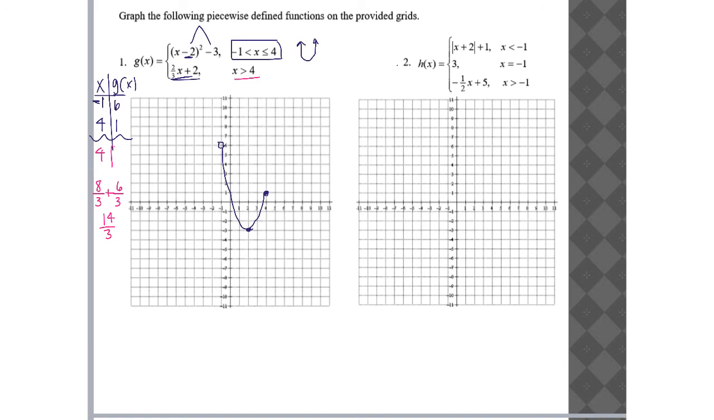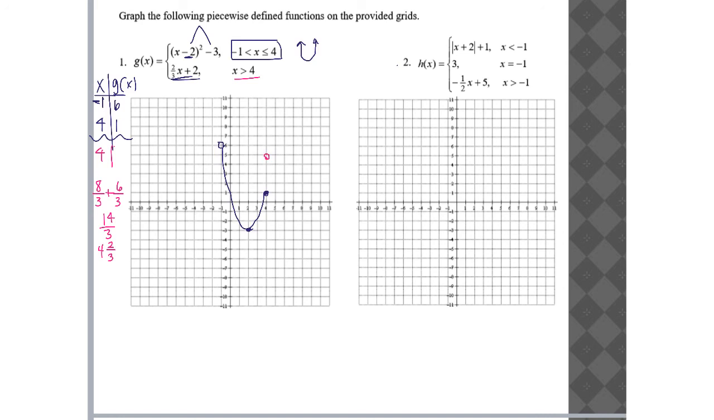So let's change it to a mixed number. So 3 goes into 14 4 times with 2 left over, so 4 2/3. So let's go over 4, and then we're going to go up 4 2/3, a little bit above that, make our open circle.